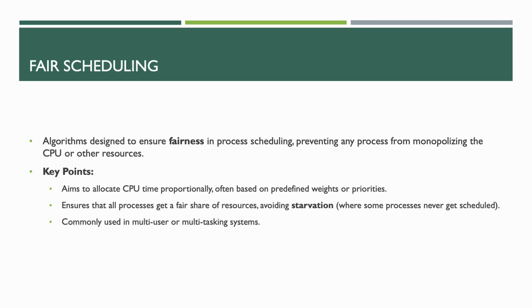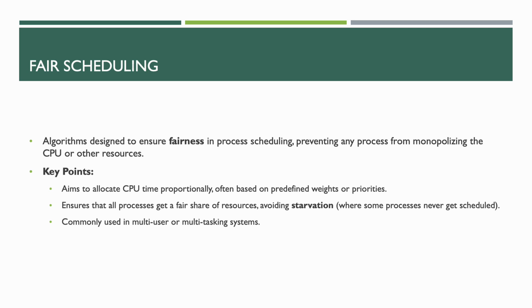Fair scheduling. In most computing environments, fairness is a key factor in scheduling processes. Unlike real-time scheduling algorithms like RMS or EDF, which prioritize time sensitive tasks, fair scheduling ensures that all processes get a reasonable share of CPU time based on specific rules. Fair scheduling is particularly useful in multi-user systems, cloud computing, and network traffic management, where multiple processes or users need equal opportunities to execute.